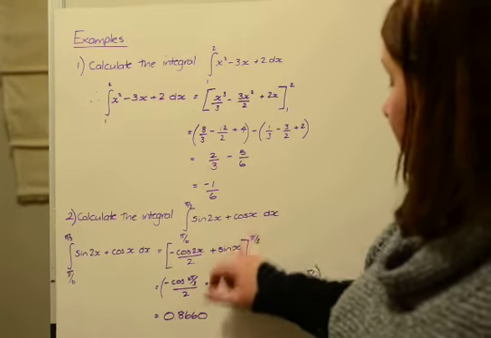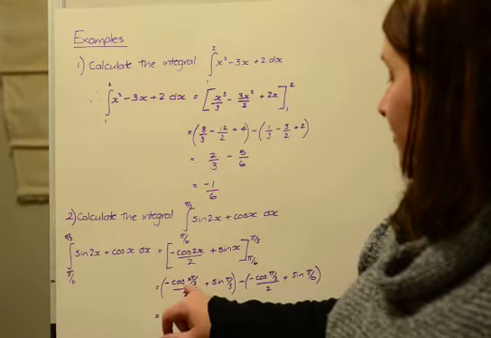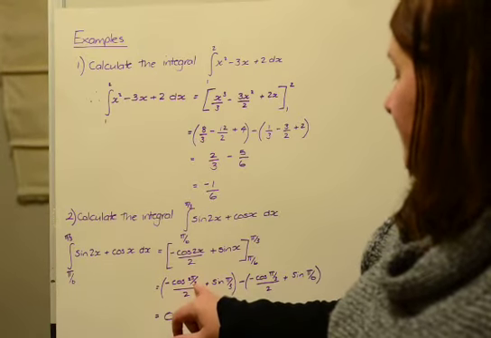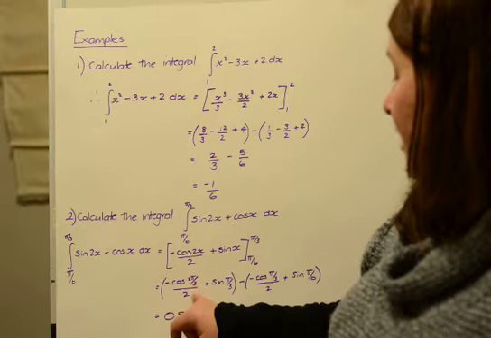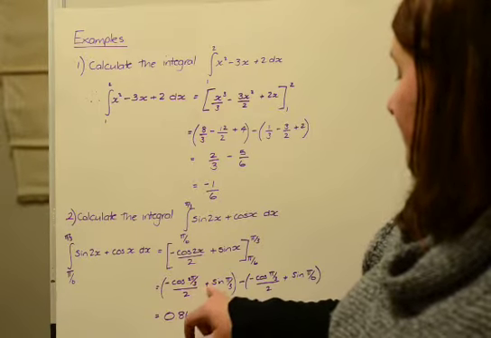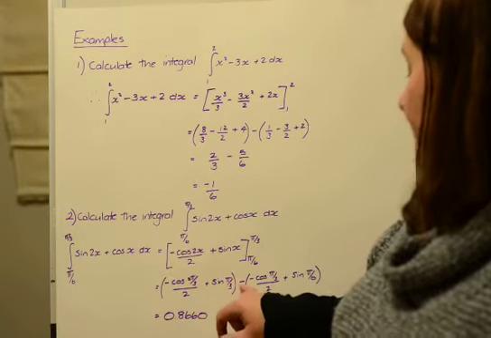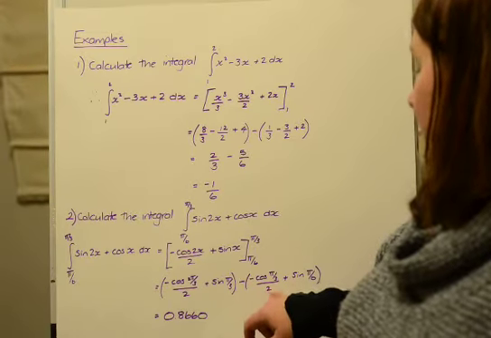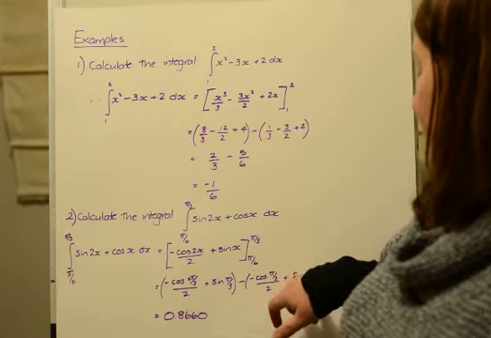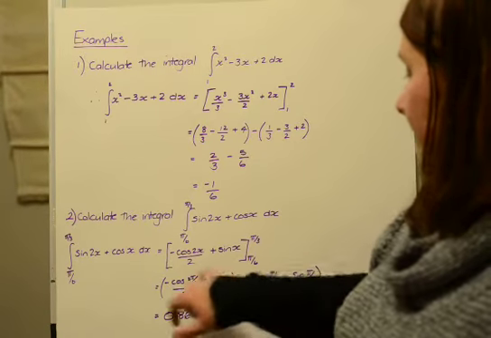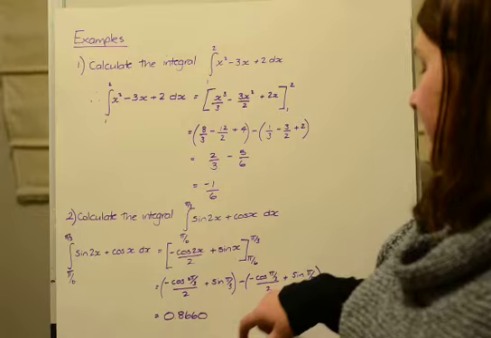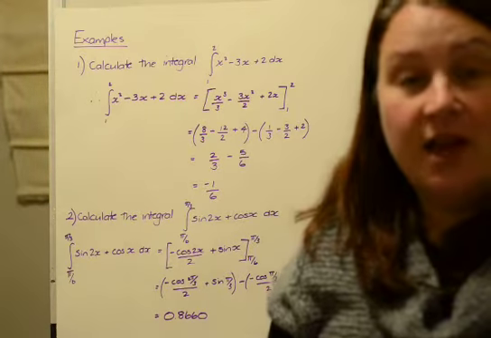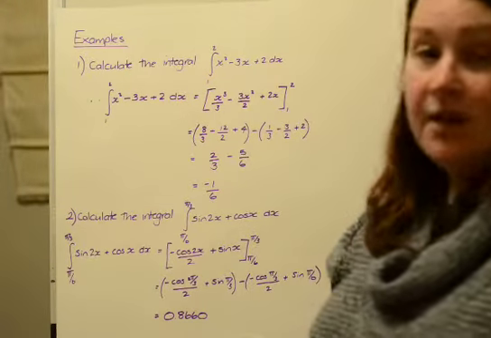Evaluating, substituting in our limits, we get minus cos 2 pi by 3 over 2 plus sine of pi by 3, minus, minus cos pi by 3 over 2 plus sine pi by 6. Okay, obviously I made these simplifications there. And putting all of that into our calculator, we get 0.8660.